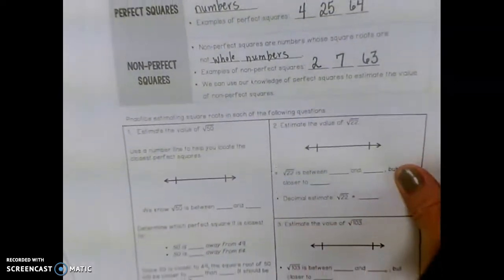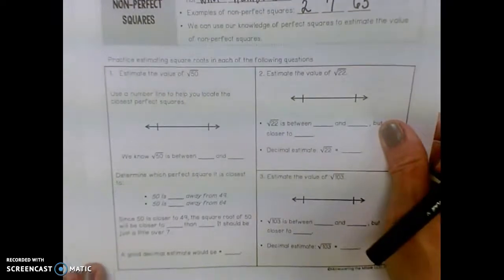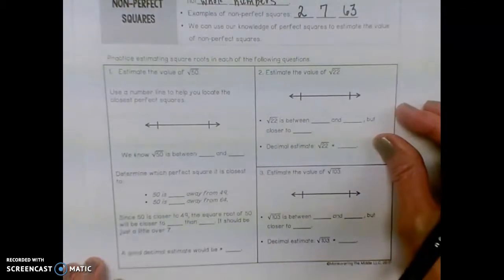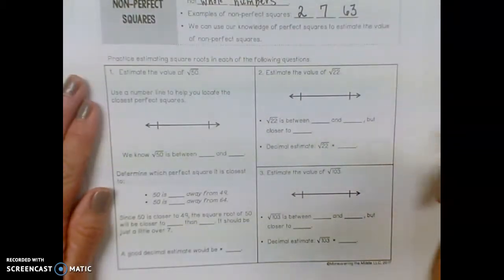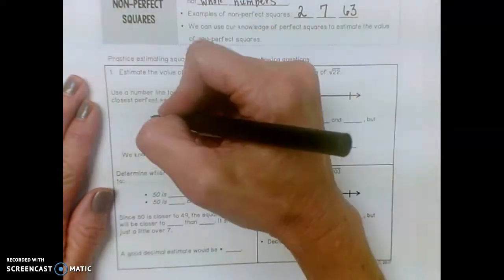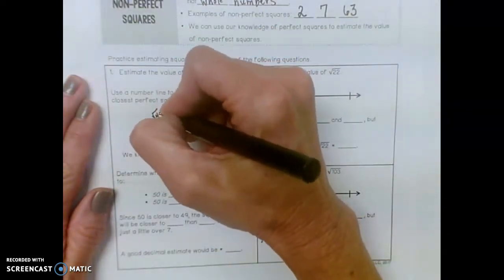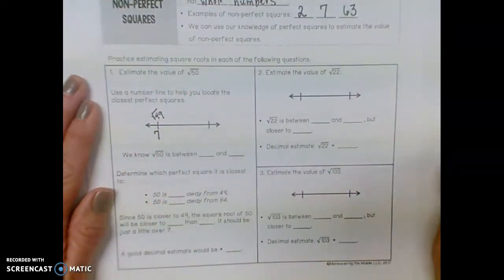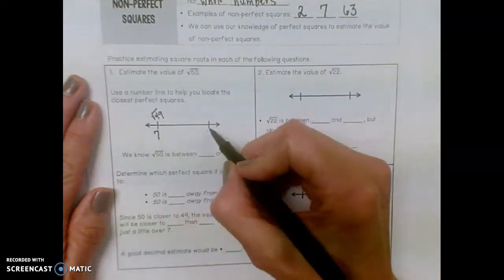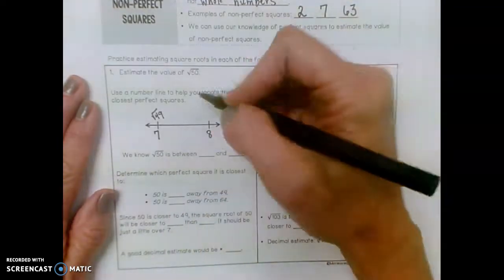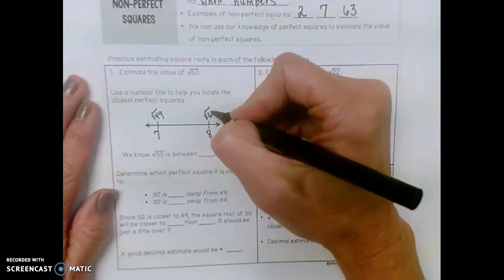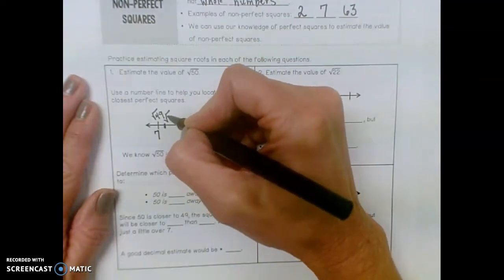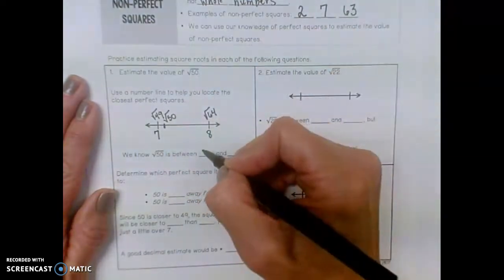Number 1. Estimate the value of the square root of 50. The square root of 50 is not a perfect square, but I can get close to that. 49 I know is a perfect square. 49's square root would be the dimension of 7. 7 times 7 is 49. After 7, the next whole number is 8, and 8 times 8 is 64. So I know that 50 would lie somewhere between the whole number 7 and the whole number 8.